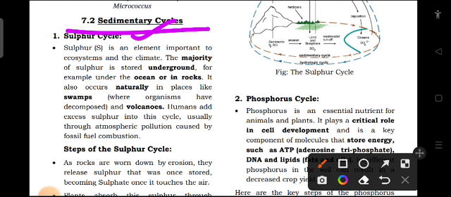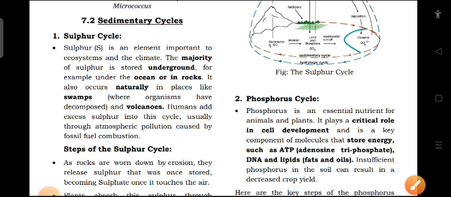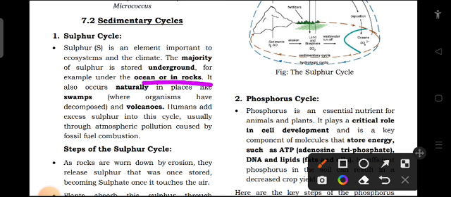The majority of sulfur is stored underground. So sulfur is stored majorly in the underground, for example, under the ocean or in the rocks. It also occurs naturally in places like swamp. What is swamp? It is a place where organisms have decomposed. So in that particular decomposed area in swamp, we will find sulfur. Then also in volcanoes.